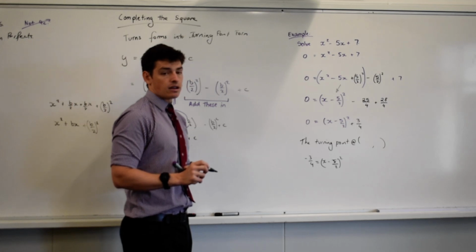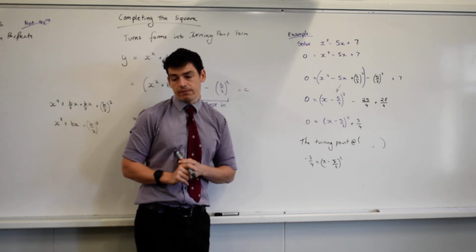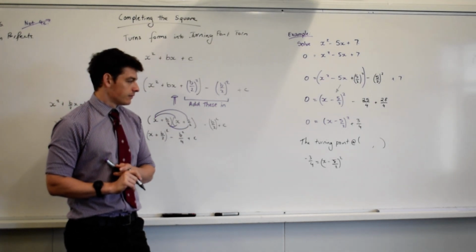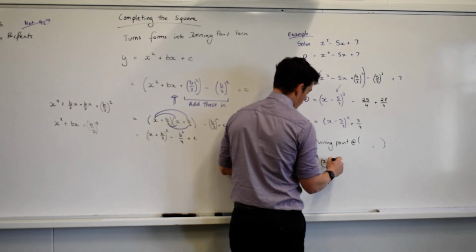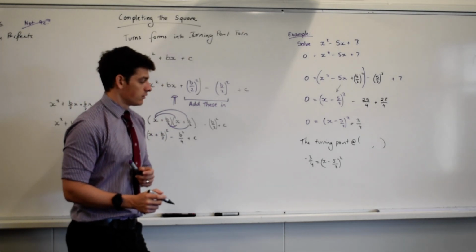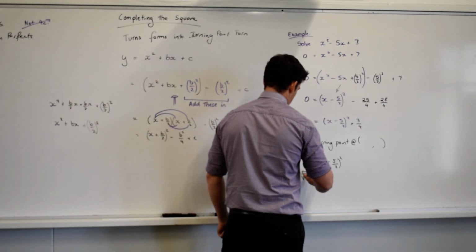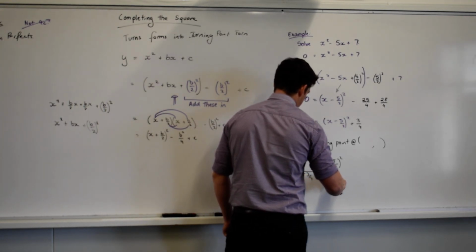How do I attack that? What do I attack now? Would you take away 28 over 4? I've already done the take 3 over 4. So my next step, square root. Square root, and that leaves me with x minus 5 on 2.